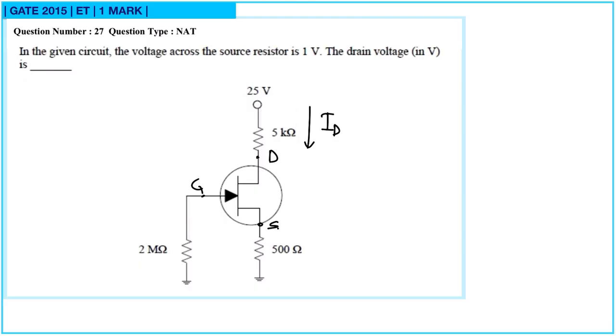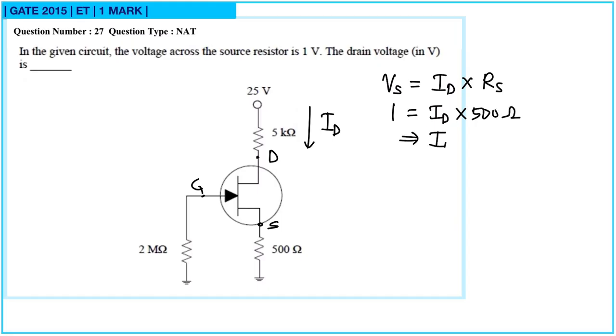Now the voltage at source, Vs, is equal to the voltage drop across this 500 ohm resistor. So this will be equal to ID into Rs. And this voltage is given to us, it is 1 volt. So ID into 500 ohm. That will give us ID, that is drain current. ID will be 1 upon 500, so this will be 2 milliampere. So ID is known.